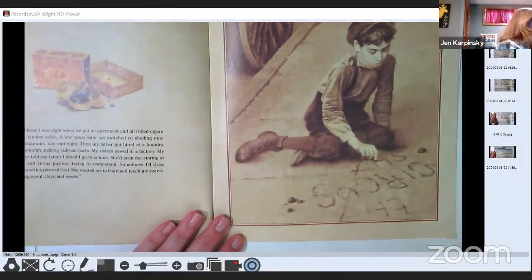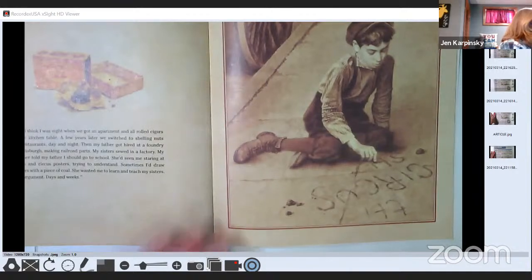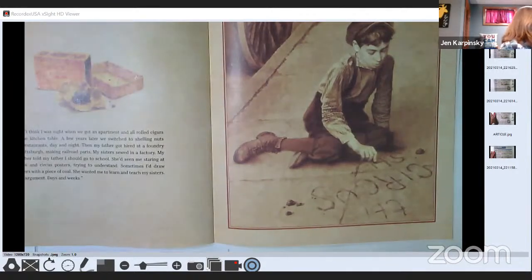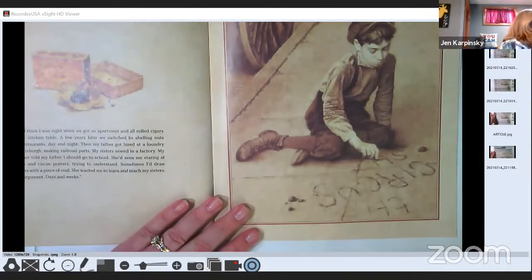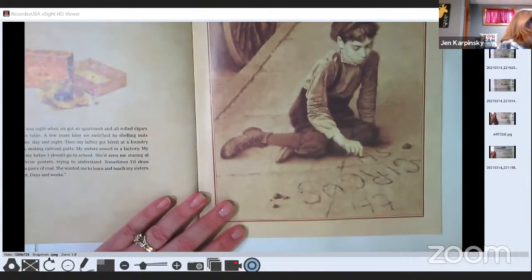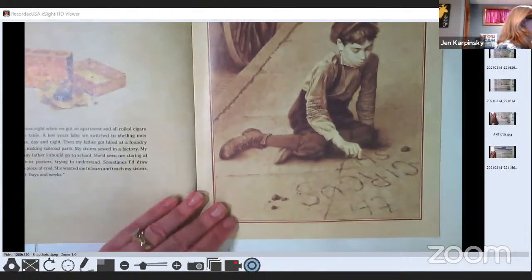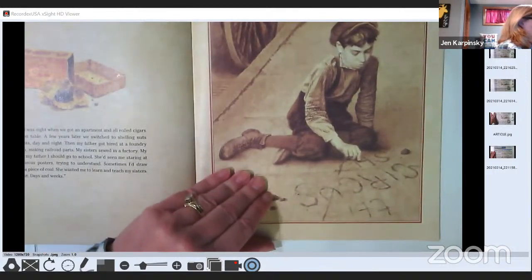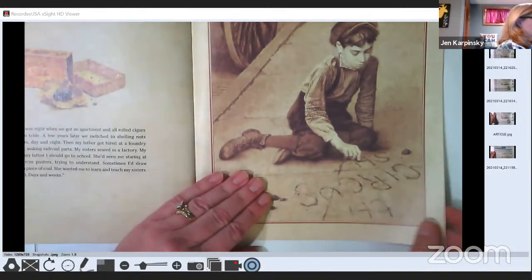I think I was 8 years old when we got an apartment and all rolled cigars at the kitchen table. A few years later, we started shelling nuts for restaurants day and night. Then my father got hired at a foundry in Pittsburgh making railroad parts. My sisters sewed in a factory. My mother told my father that I should go to school. She'd seen me staring at signs and circus posters trying to understand. Sometimes I draw letters with a piece of coal. She wanted me to learn and to teach my sisters. Big argument. Days and weeks.